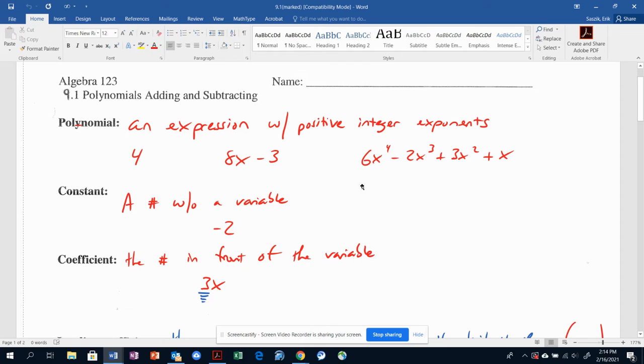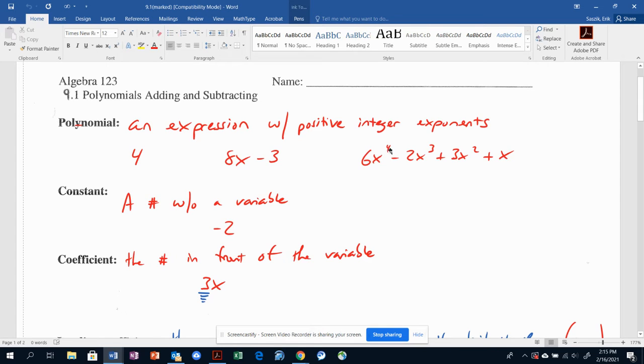A polynomial is just an expression with positive integer exponents. Notice how it can be something very simple, very short, like the number 4. It could have multiple terms. Here's just 2 terms. Here, of course, this is 4 terms. It could be 100 terms long, even though I'm not going to have anything that long for you. I want you to realize that terms are separated by addition and subtraction signs. So this is one term, 6x to the 4th. This is a second one, negative 2x to the 3rd, plus 3x squared, plus x. So that's 4 terms.